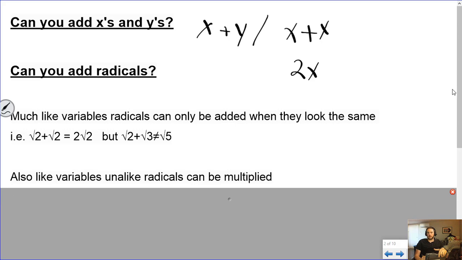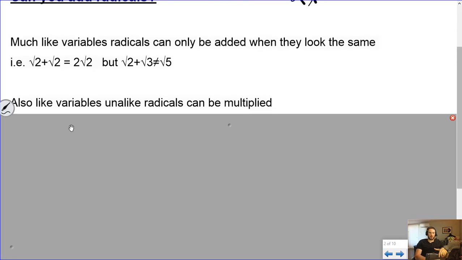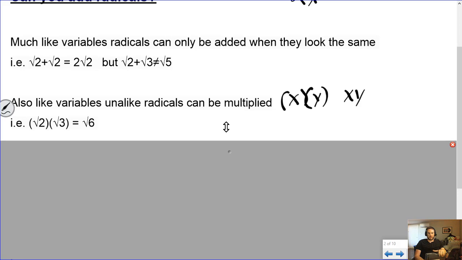But when we're multiplying x's and y's, so also like variables, unlike radicals, can be multiplied. So for example, if I had x times y, that thing can be simplified to xy. Well, the same thing is true for radicals. If I have root 2 multiplied by root 3, now, yes, I can multiply and I get root 6.